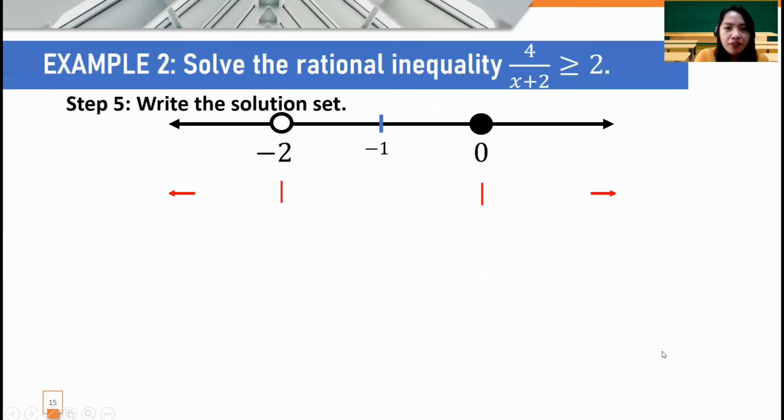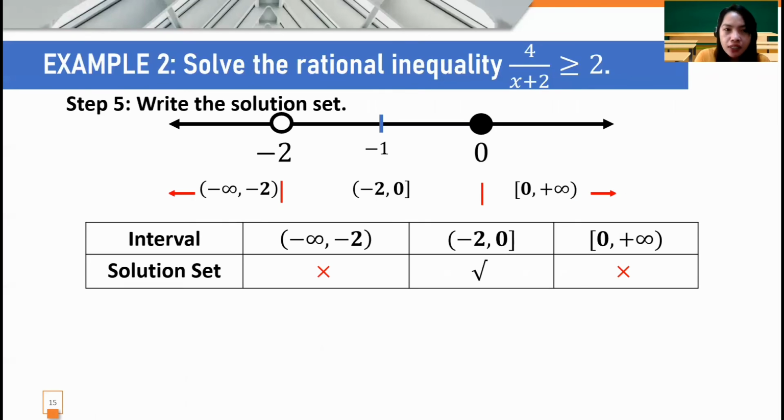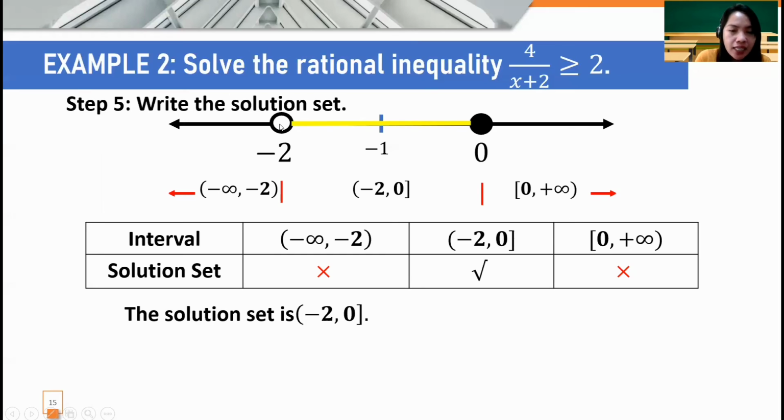For step number 5, we're going to graph, so let's shade the solution set. Given the result that we got in step number 4, the shaded part of the number line is between negative 2 to 0. 0 is included. The 0 is included in the solution set, but not negative 2. The solution set is open negative 2, close 0. So, 0 is included in the solution set.